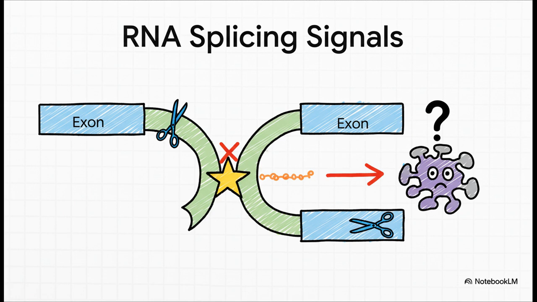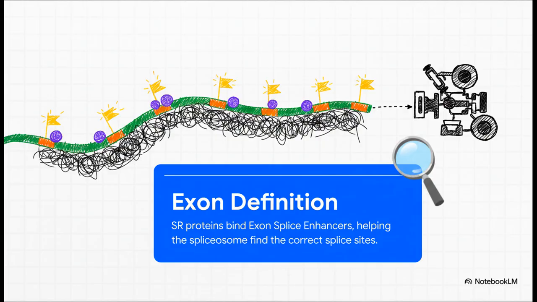If you get a mutation in any of those 4 signals, splicing is going to fail. But wait, there's a problem. In our DNA, introns can be gigantic, thousands of letters long, while the exons can be super short. It's like trying to find a few small words in a giant rambling paragraph. So how does the cell manage? It uses a clever strategy called exon definition.